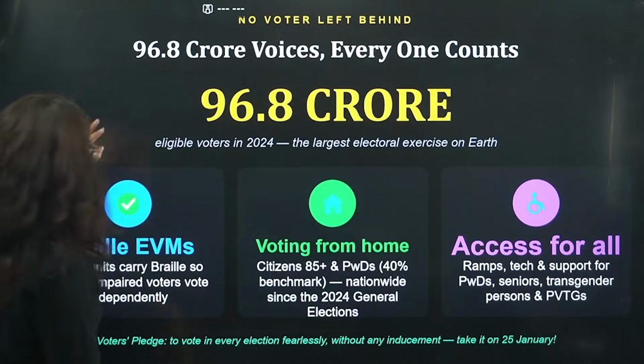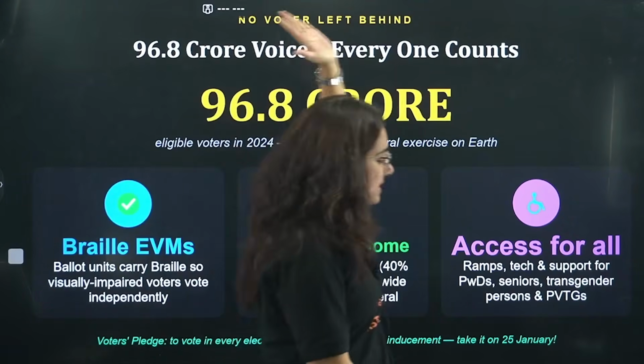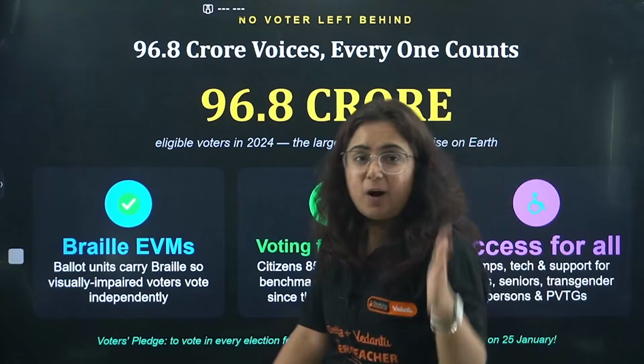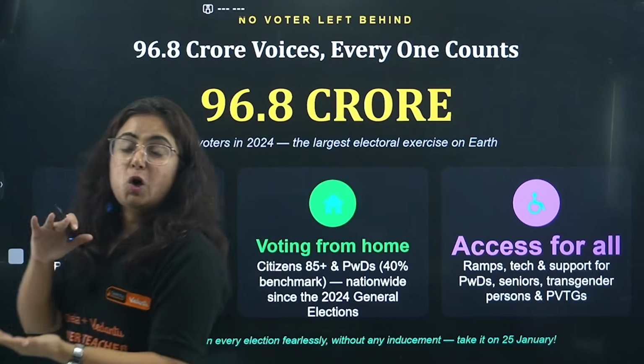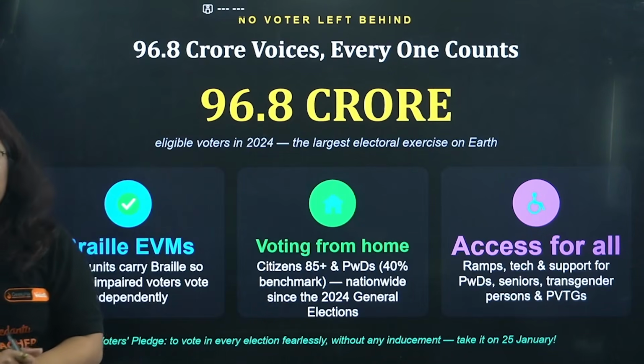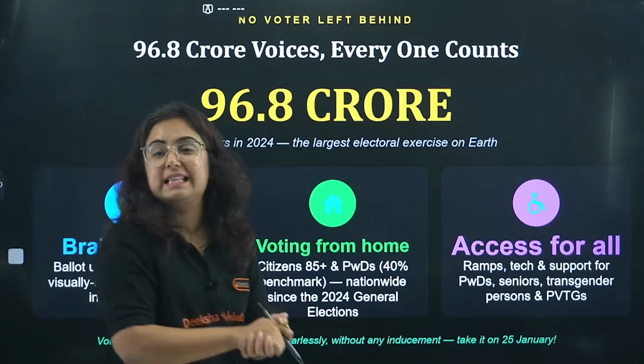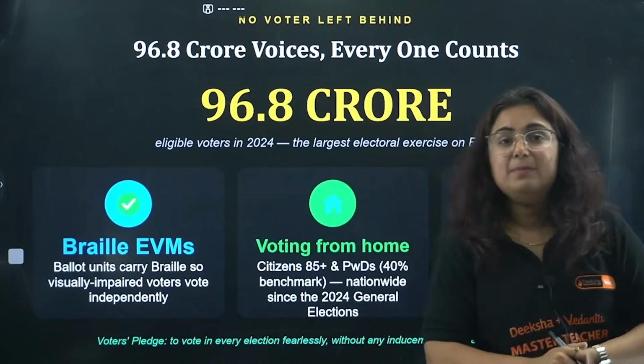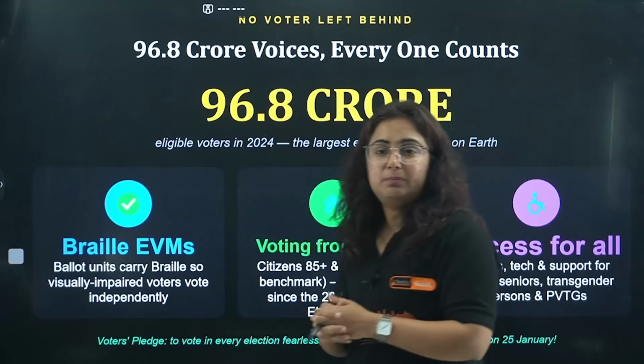Okay, so 96.8 crore voices, everyone is being counted. How? The point is how. There are a lot of people who cannot see, so how will they vote? There are a lot of people who are senior citizens. There are a lot of people who require ramps in the election, like at voting polls.